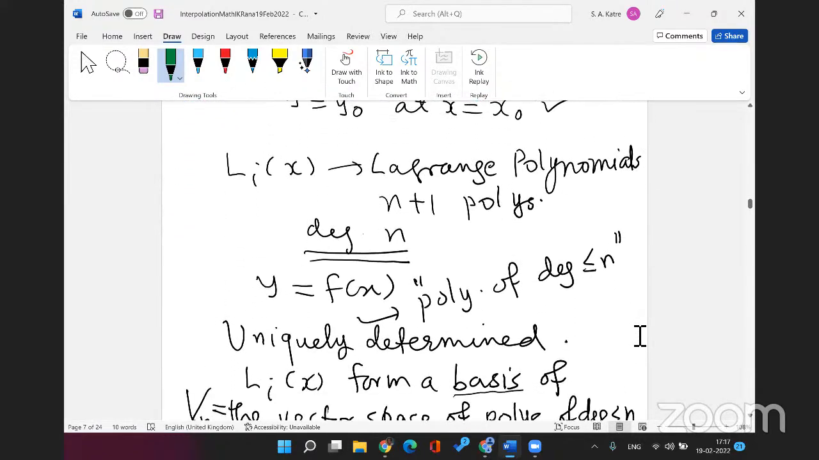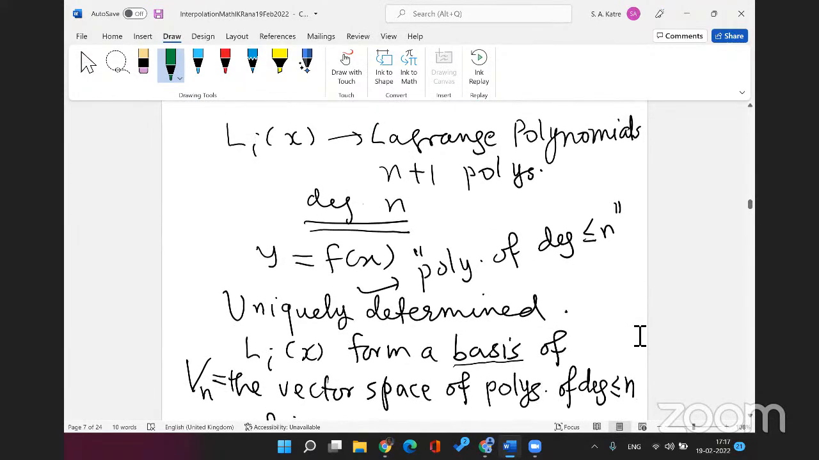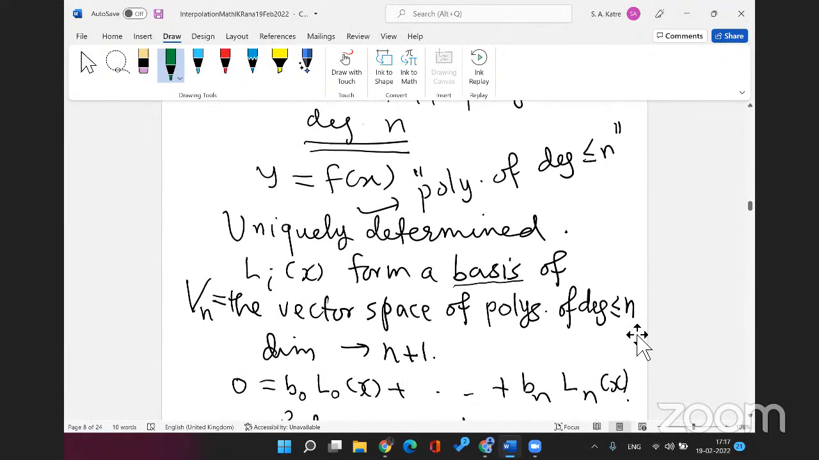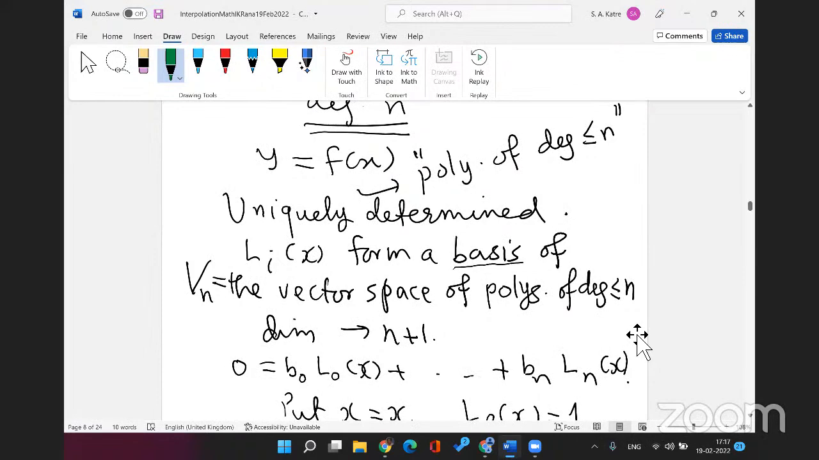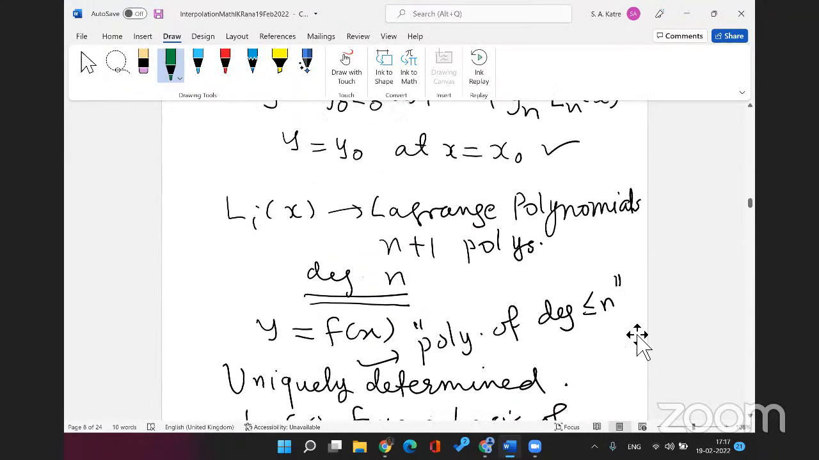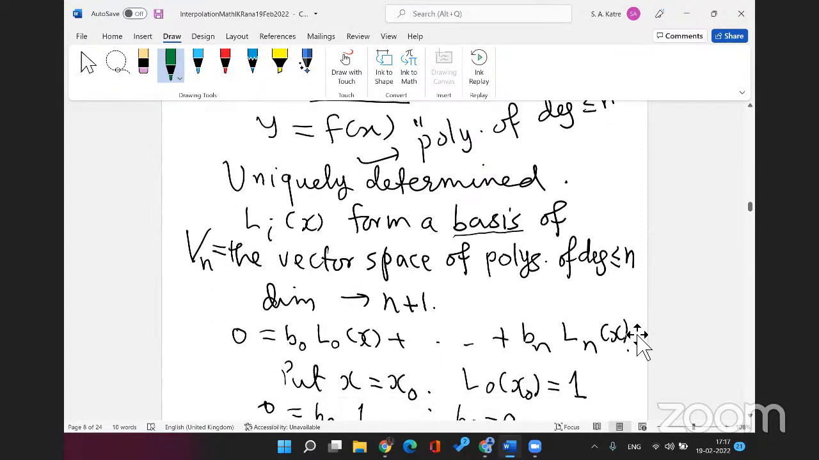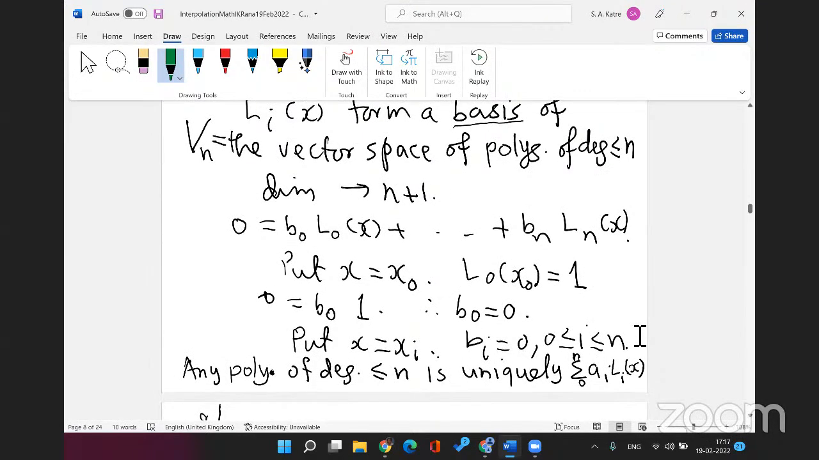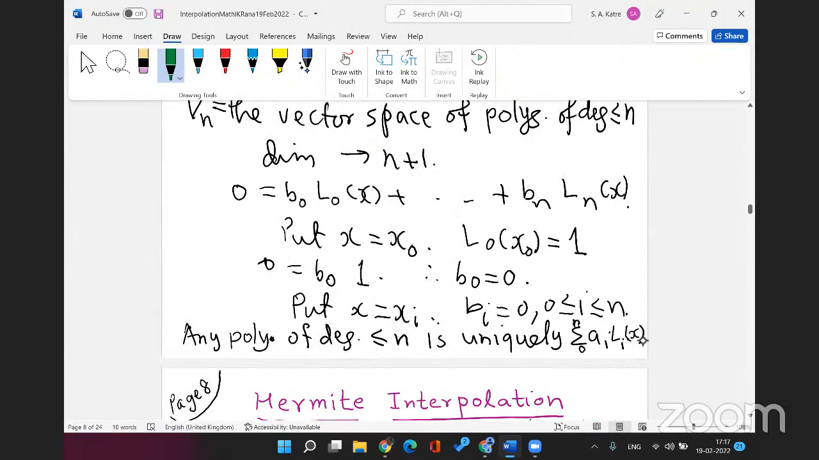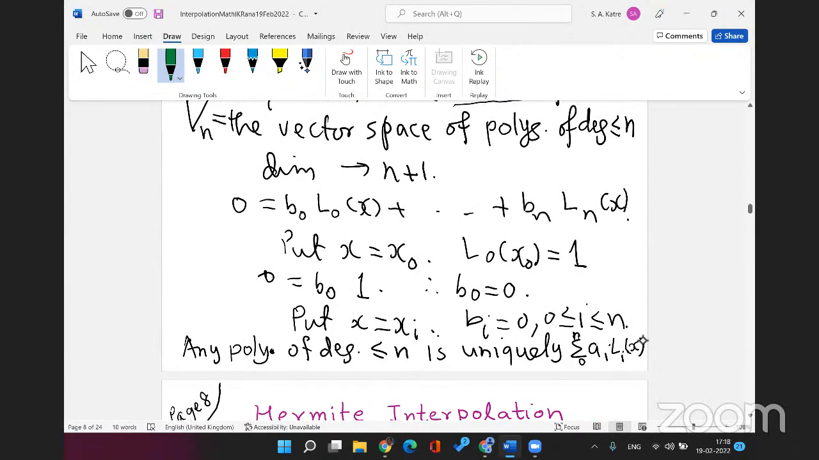So Li(x) are called Lagrange polynomials. These are n+1 polynomials, and all these are of degree n. And y equal to f(x) is a polynomial of degree less than or equal to n. Remember that when you do a combination, the degree can become smaller also sometimes. So here, these Li also form a basis of the vector space Vn of polynomials of degree less than or equal to n. And the dimension of this vector space is n+1. So earlier we considered the basis 1, x, x square, etc. And now you are considering the Lagrange basis L0, L1, up to Ln.